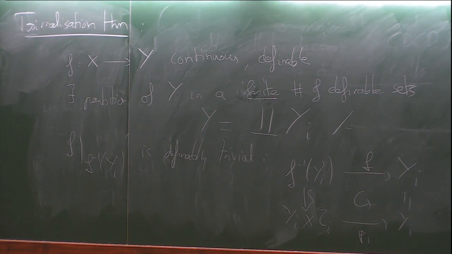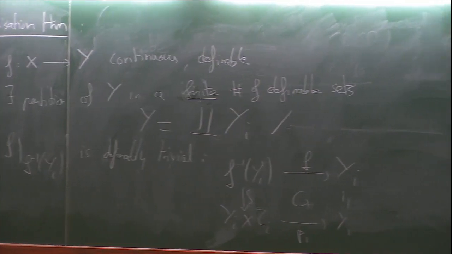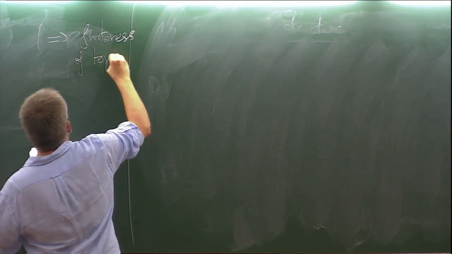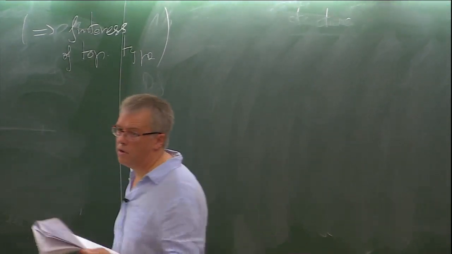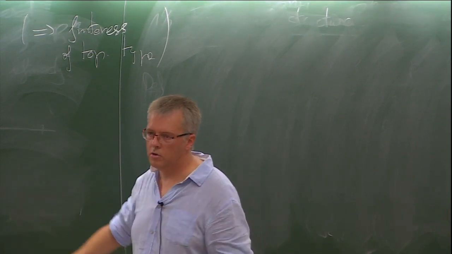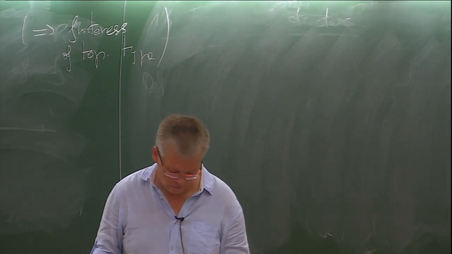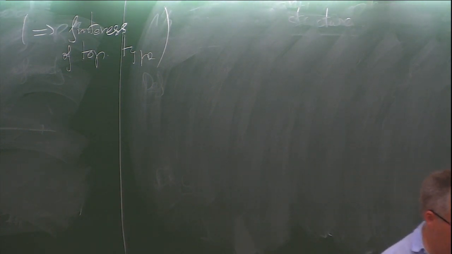And the corollary of this is a finiteness. So this implies the finiteness of topological type, which was a property for semi-algebraic sets, but it holds in this generality because of this. This means that if you look at this family and you look at the fiber, then there are finitely many, if you want homotopy type, but even here, homeomorphism type.